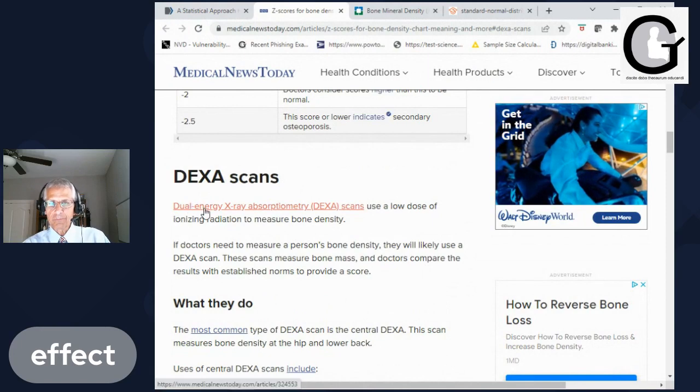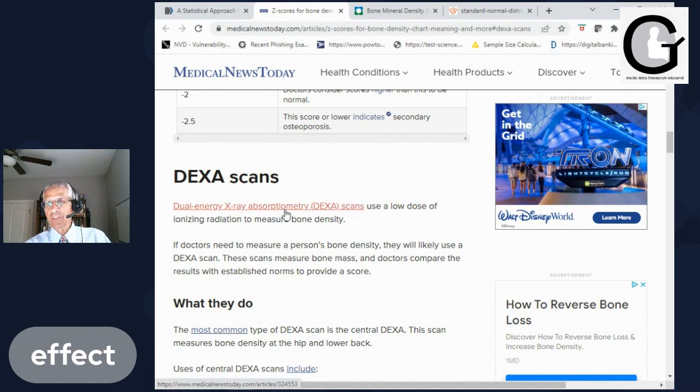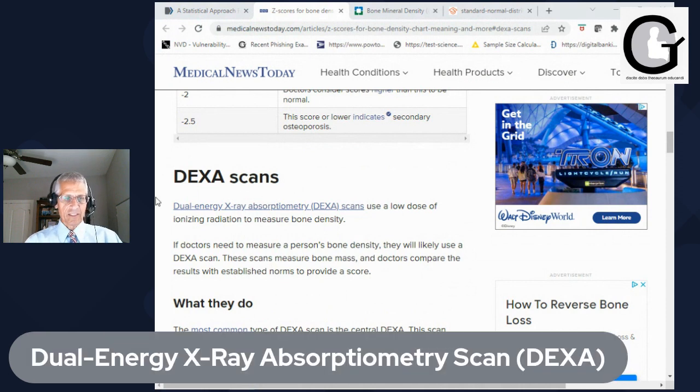Dual energy. Oh, so I said dual X-ray, but this is dual energy X-ray absorptiometry. So DEXA is dual energy X-ray absorptiometry, if I'm pronouncing that correctly, I'm sorry. Scan. So that's DEXA. I want to make sure that you understand that's what we're talking about.